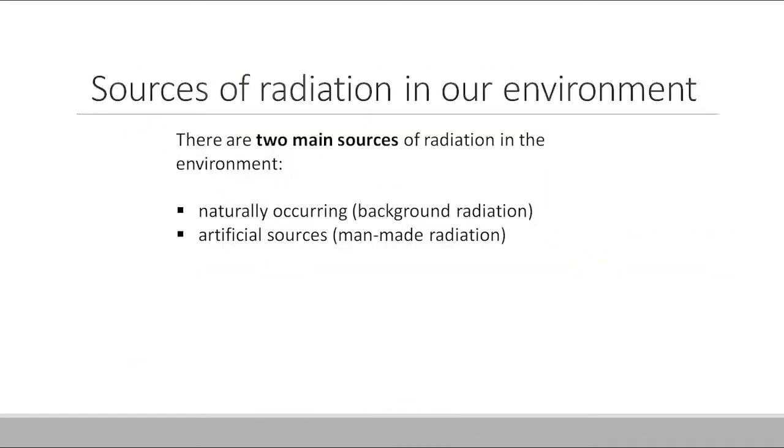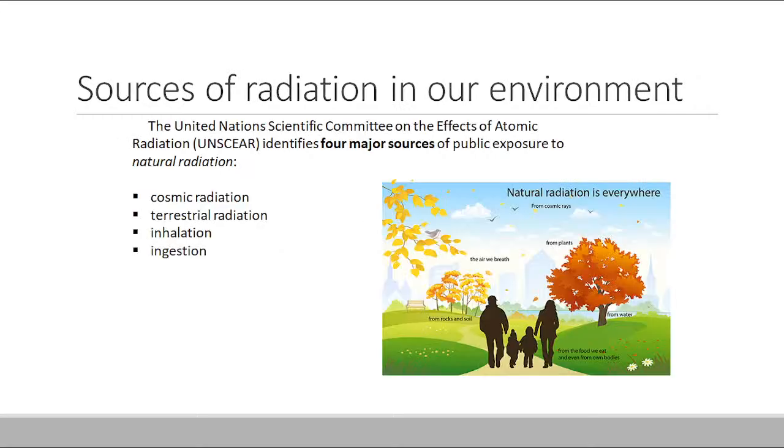Sources of radiation in our environment. There are two main sources of radiation in the environment: naturally occurring background radiation and artificial sources, man-made radiation. The United Nations Scientific Committee on the Effects of Atomic Radiation identifies 4 main sources of public exposure to natural radiation: cosmic radiation, terrestrial radiation, inhalation and ingestion. On the slide you can see radiation from cosmic rays, from plants, from water, from the food we eat, and even from our own bodies, from rocks and soil and the air we breathe.